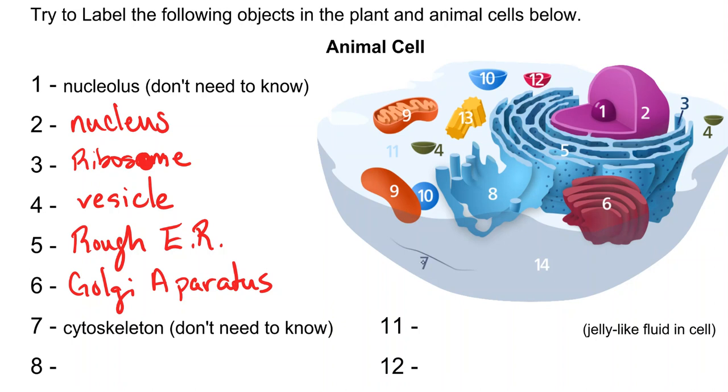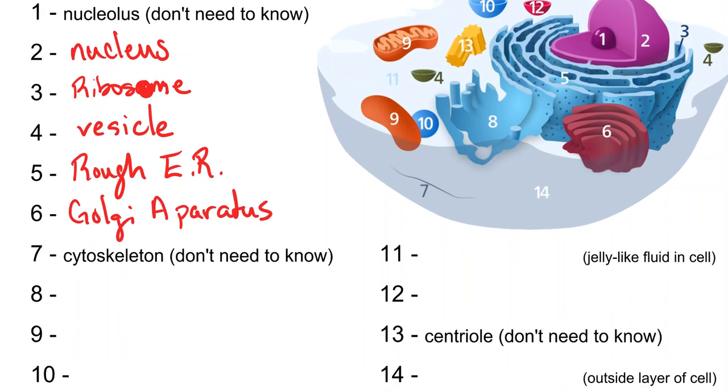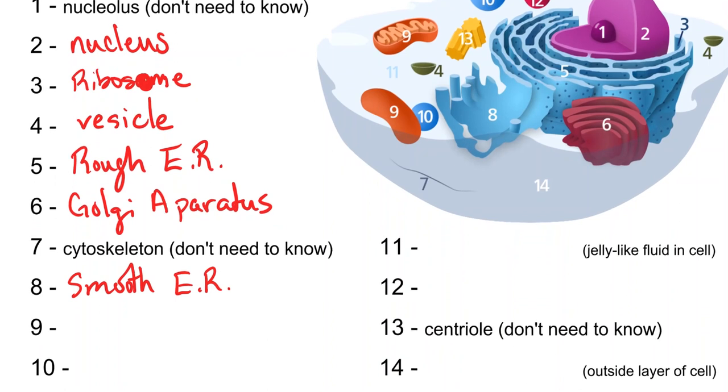Number 7 is just part of the cytoskeleton. Don't worry about that. Number 8 looks like it's an extension off of the rough endoplasmic reticulum. So it is the smooth endoplasmic reticulum. I almost spelled it smoth. That's how smart Mr. Walton is.